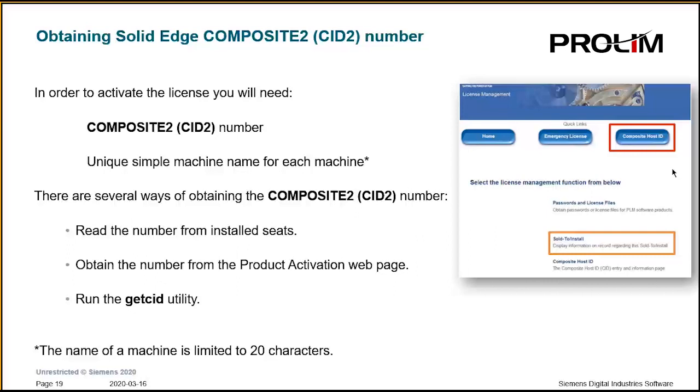The process is quite simple. You have three different ways of accessing the composite 2 number. You can read the number from installed seats if you have already installed seats within your company. You can obtain the number from a product activation web page. And you can run an executable called the getcid.exe utility, which is located in the program directory under the SoundEdge installation.